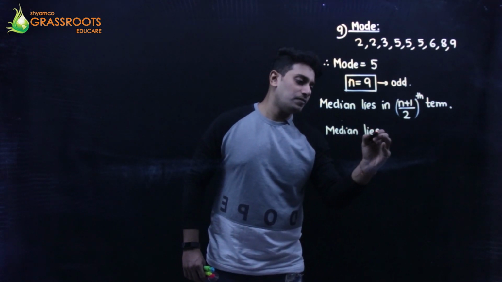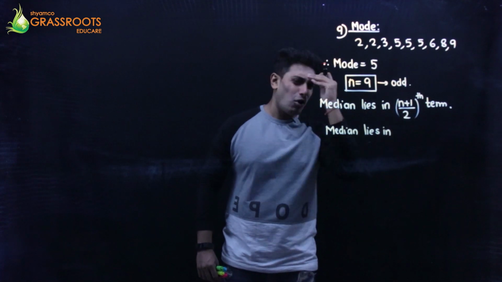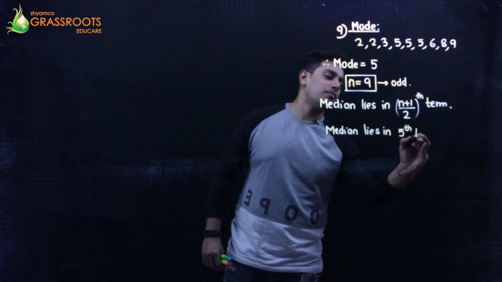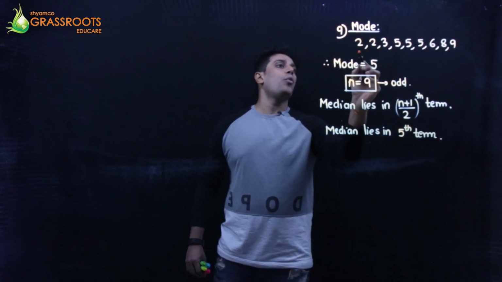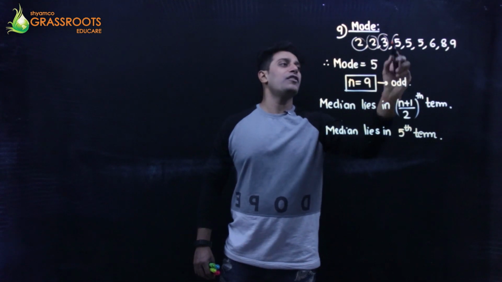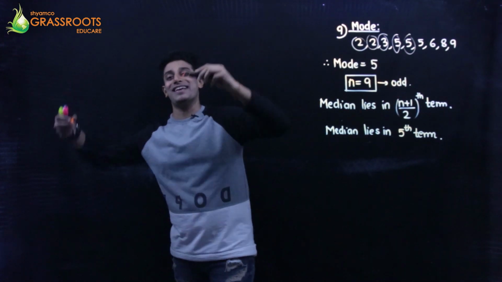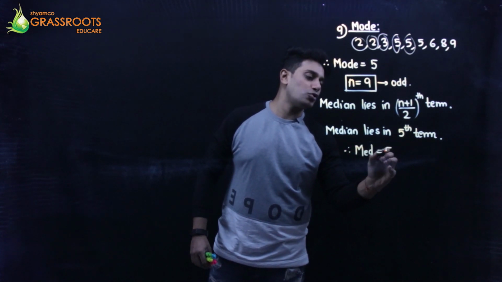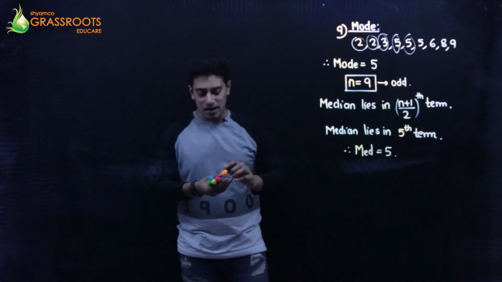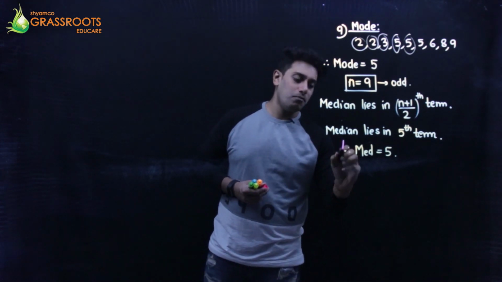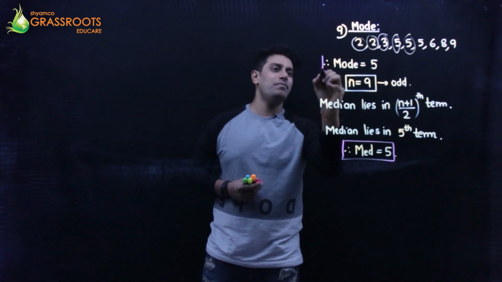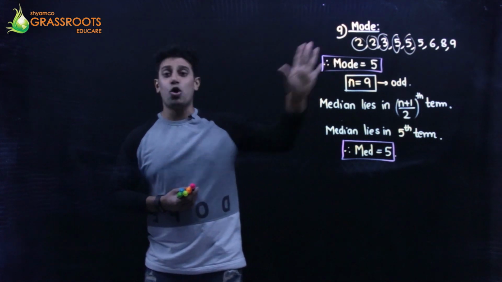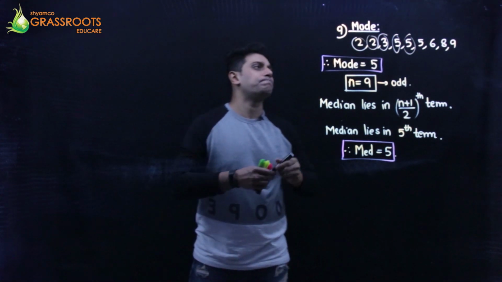Median lies in 9 plus 1 by 2. Put n as 9. 9 plus 1 by 2, can I say it's going to be the 5th term? 5th observation. 1, 2, 3, 4, 5, which is 5 again. So therefore, the median of the class is also going to be 5. So in my question, we have same answer by default. Not always are they going to be the same, but mode is also 5 and median is also 5. This was raw data, right?